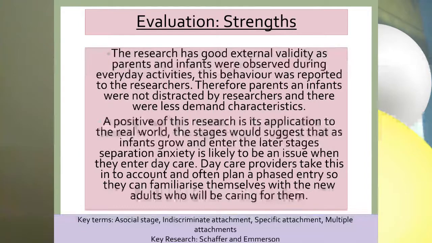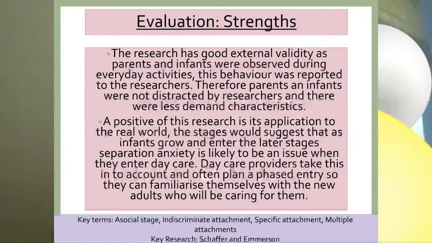And another good thing is the application of this research to the real world. So if we're looking at the stages and we know that around 7 months separation anxiety happens, then daycare providers can use this information to help them. So if you have a child that's starting daycare around that age, or from that point onwards when separation anxiety occurs on a regular basis, you would take small steps and you would have a phased entry, so they could familiarise themselves with the new adults and they could start to develop those multiple attachments also.